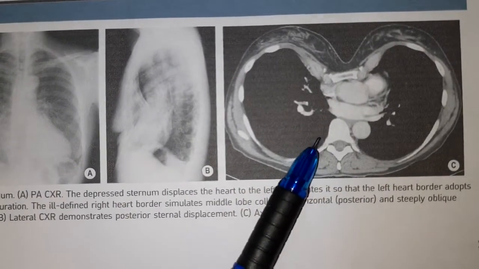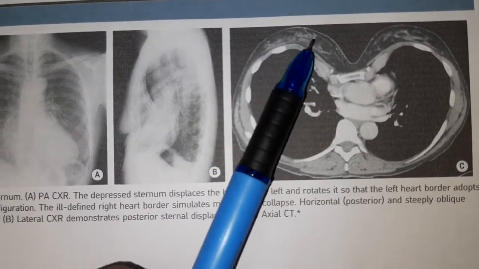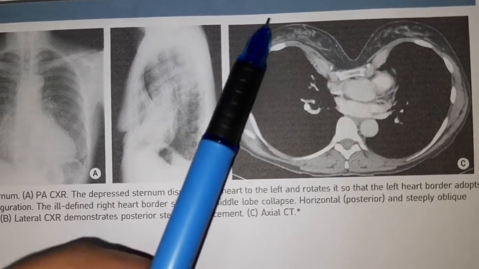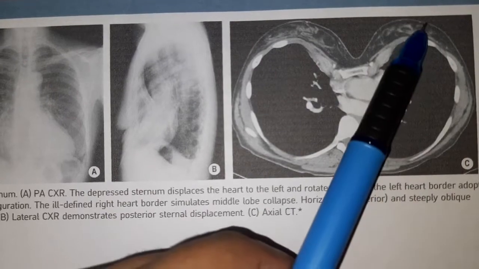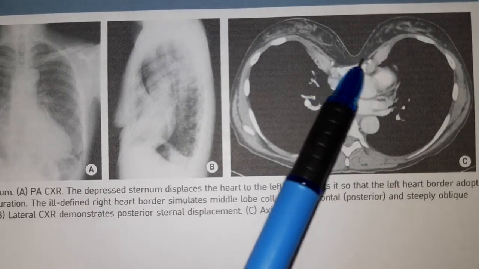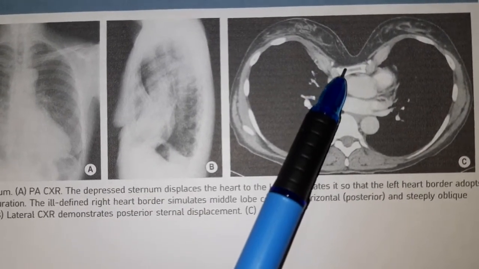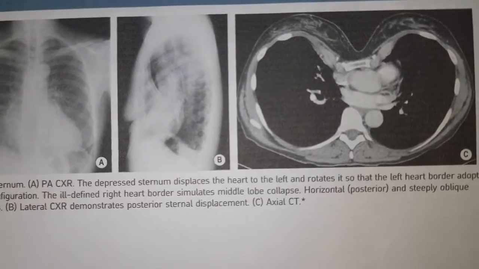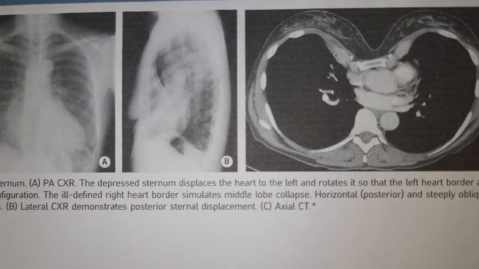Whereas this is the CT scan, an axial CT scan showing the depressed sternum. See, this is the normal chest wall. Here you can see this depressed part. This bone is the sternum. So this is the depressed sternum which you can see in axial CT scan.